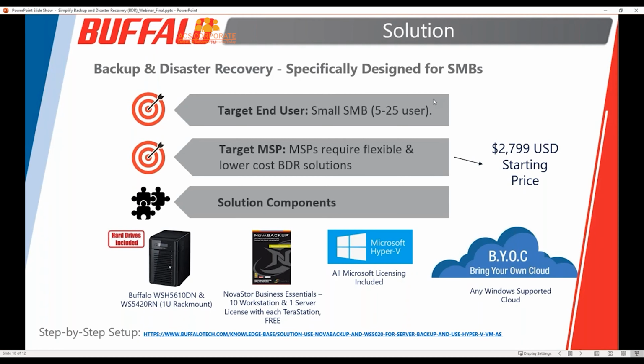All of the products that we're talking about are going to come with the Nova Store Nova Backup software, which is the critical component here. Buffalo offers a Windows-based operating system NAS, and Nova Store has not just the backup software, but the ability to spin up a virtual image through Hyper-V off of the Buffalo NAS. So again, just really key here, you're going to be able to bring your own cloud, which is essential to keeping those prices down for your customers from the MSP perspective.